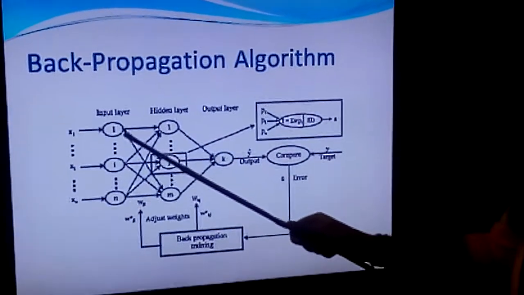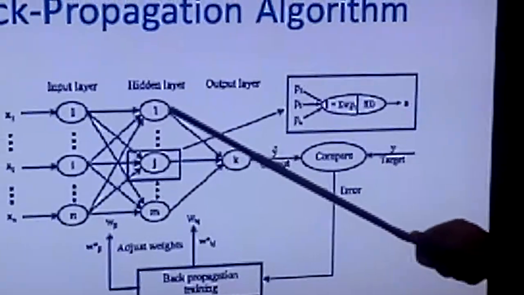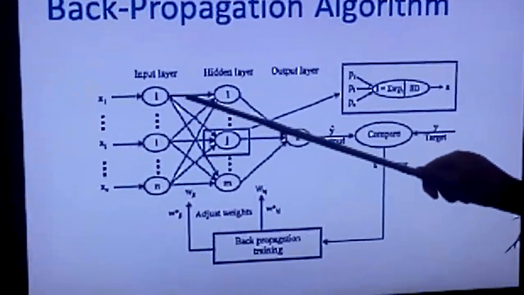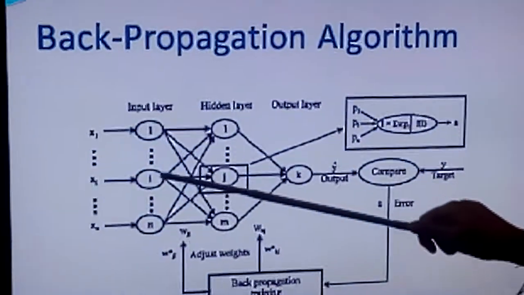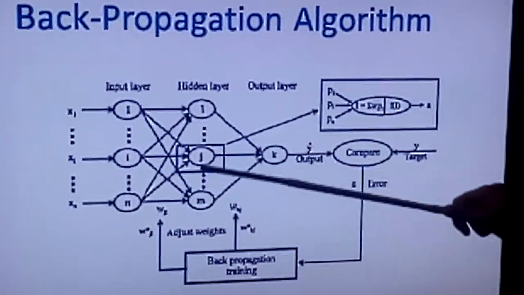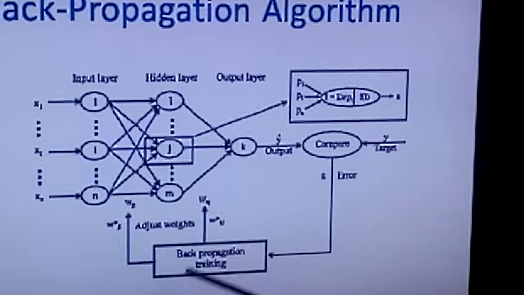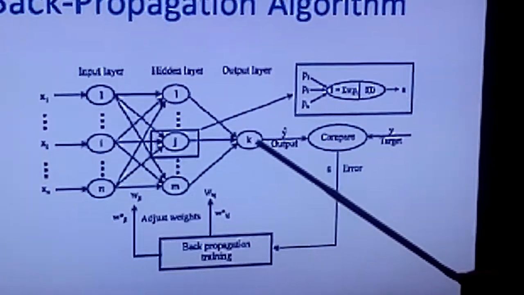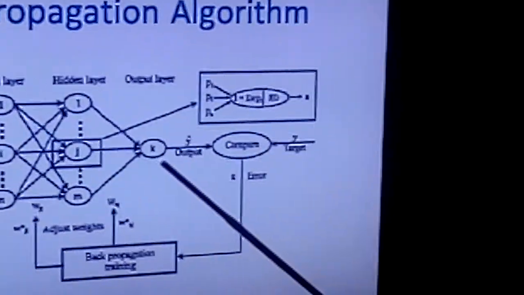Each node of the input layer is connected with each node of a hidden layer. This node is connected with each node of the hidden layer. This node is connected with each node of a hidden layer, and this node is connected with each node of the hidden layer. In the same way, each node of the hidden layer is also connected with each node of the output layer.